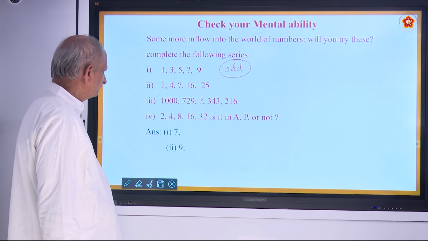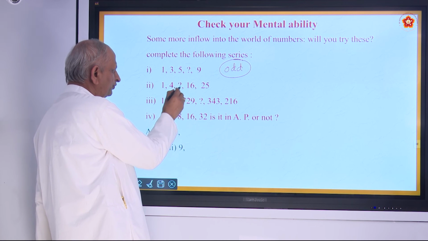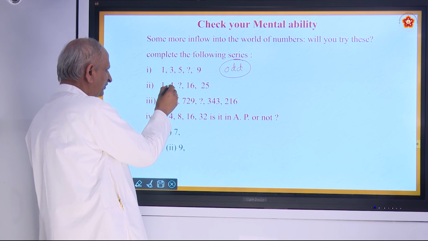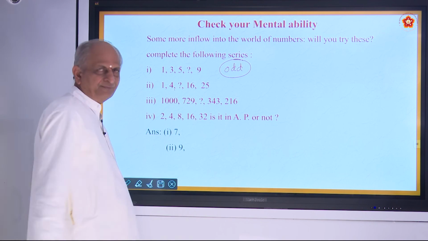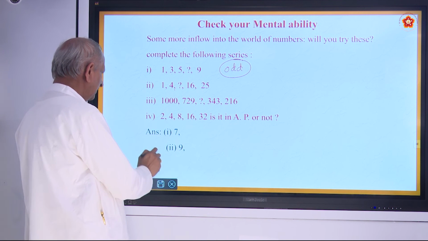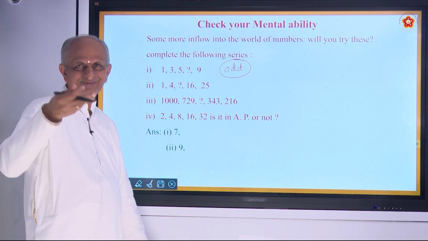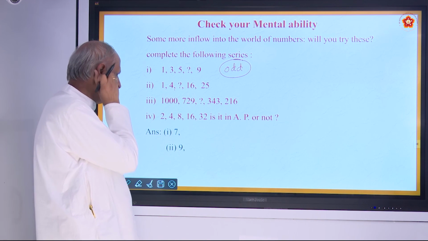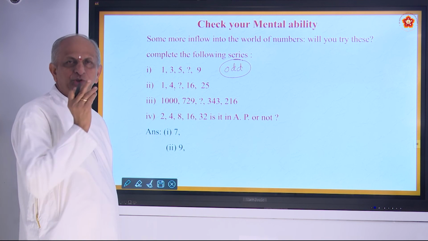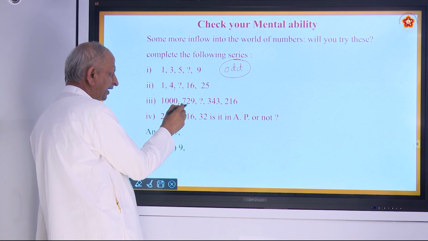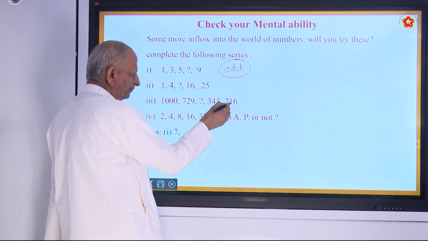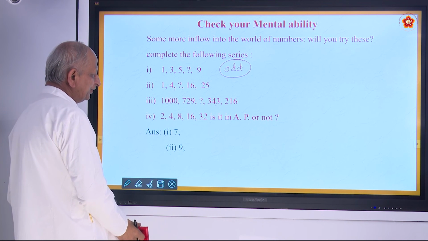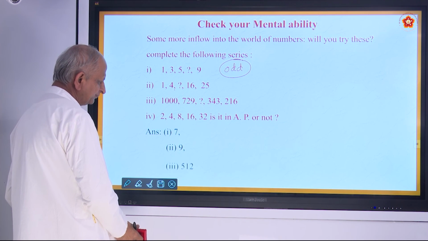Second question. See, what are these numbers? 1, 4, 16, 25 and so on. They are square numbers. 1 square, 2 square, 3 square is missing. And coming to the third one. Come on, anybody? A little challenge is there. You have studied in 8th class about cube numbers. This is 10 cube, 9 cube, this is 7 cube, 6 cube, but 8 cube is missing. So 8 into 8 into 8, how much does it become?